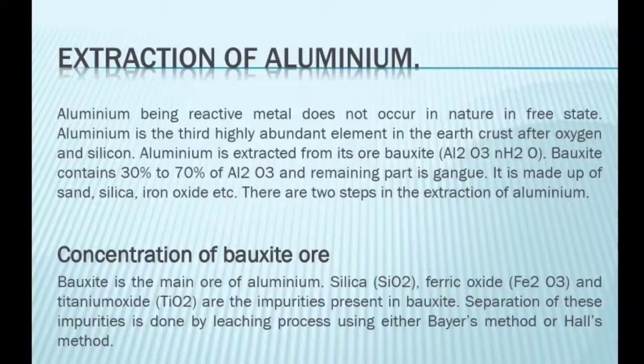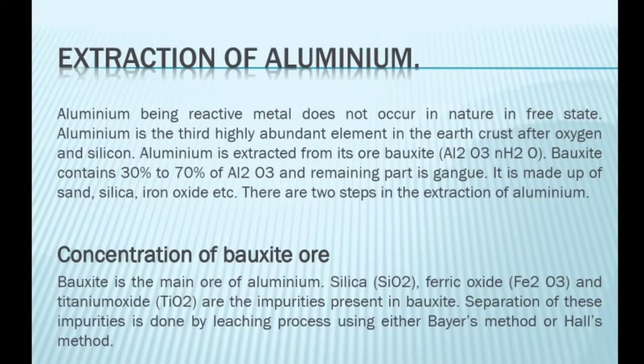In the Hall's process, the ore is powdered and then leached by heating with aqueous solution of sodium carbonate in the digester to form water-soluble sodium aluminate. Then the insoluble impurities are filtered out. The filtrate is warmed and neutralized by passing carbon dioxide gas through it. This results in the precipitation of aluminium hydroxide.